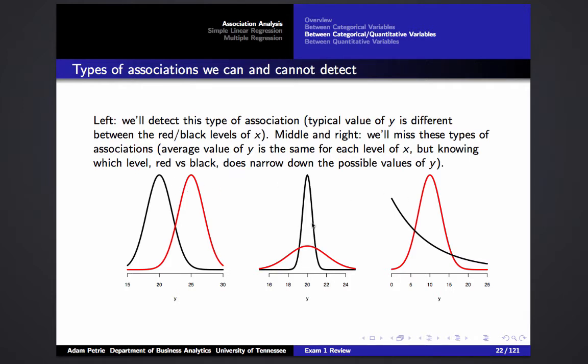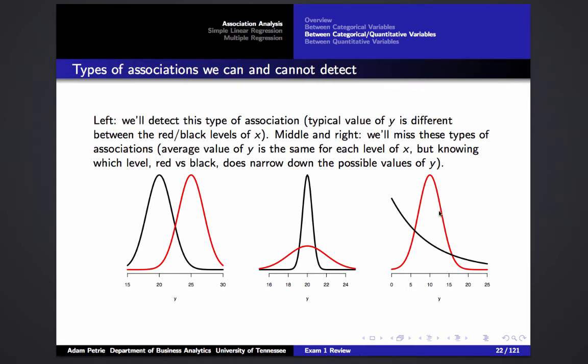We're going to miss out on associations that look like this. It's very obvious that knowing which level of x we belong to, if we're in the black or the red group, does narrow down the possible values of y of the individuals. Basically, if we know we're in the black group, the y values are pretty tightly clustered around 20, whereas if we're in the red group, the y values are pretty diffuse around 20, between 16 and 24. But since we're only comparing the typical values of y, and both the red and the black group have typical values right at about 20, we're going to miss out on detecting these sort of associations.